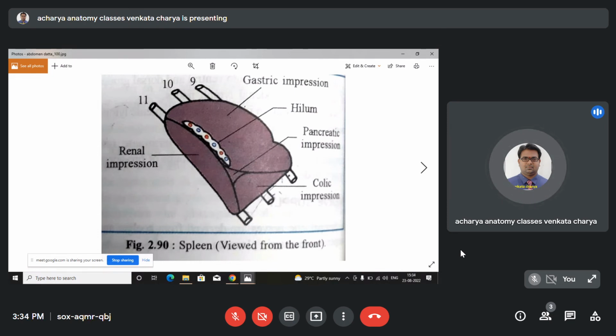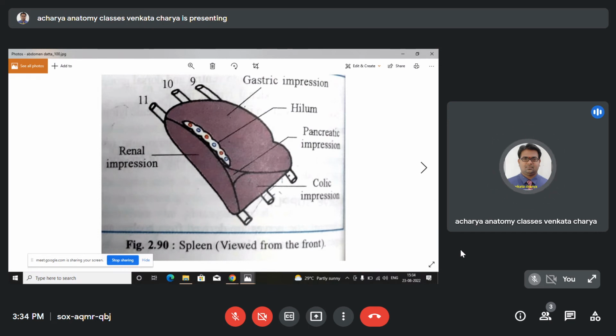The hilum of the spleen: blood vessels, the splenic arteries and splenic veins, enter into this hilum. The place where the splenic arteries and splenic veins enter is called the hilum. Hilum is nothing but the site where blood vessels enter.